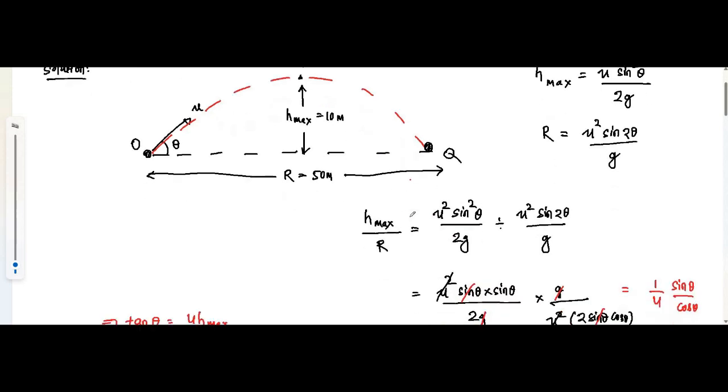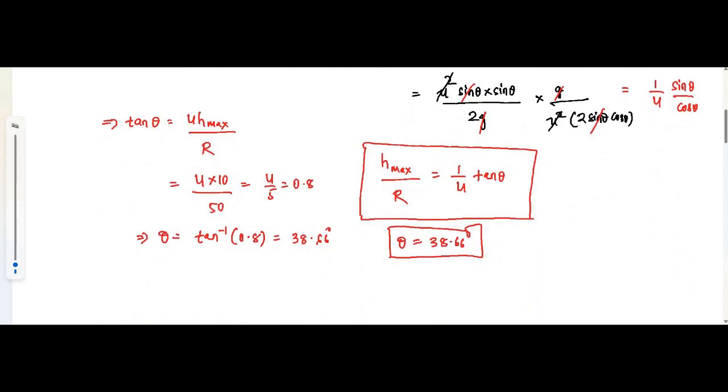Okay, so this is the solution. And again, an important thing, always recall this relationship which we have derived here: the ratio of the maximum height to horizontal range is equal to 1 by 4 tan theta. This will also come in handy if you have this relationship ready with you, a kind of formula.